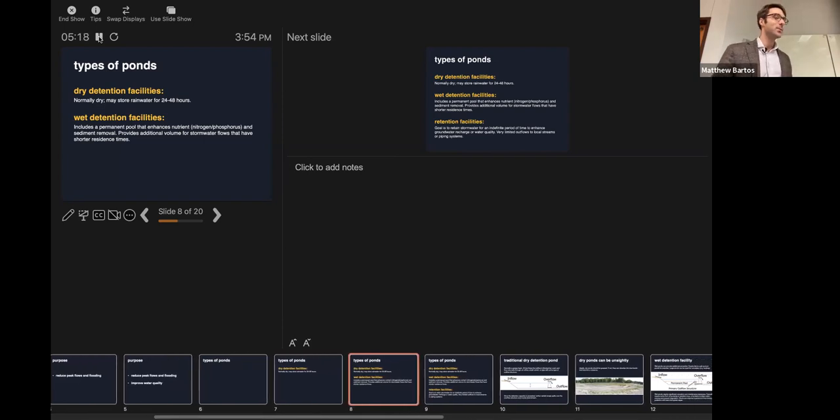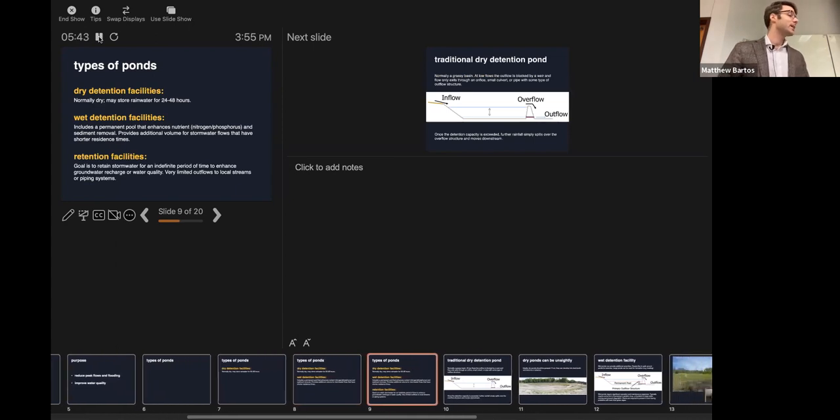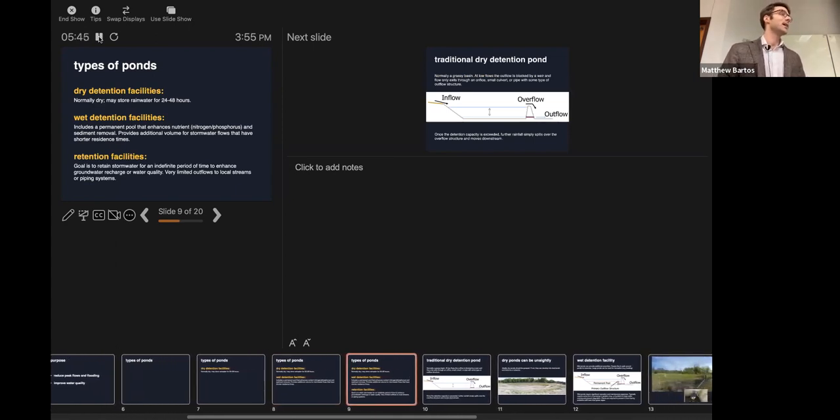There are wet ponds or wet detention facilities. Essentially these are like dry ponds in that they're meant for temporary storage of stormwater, but they have a permanent pool of water that can be used for enhancing nutrient and sediment removal. And that can also be used for aesthetic purposes as well. And then finally, we have retention ponds.